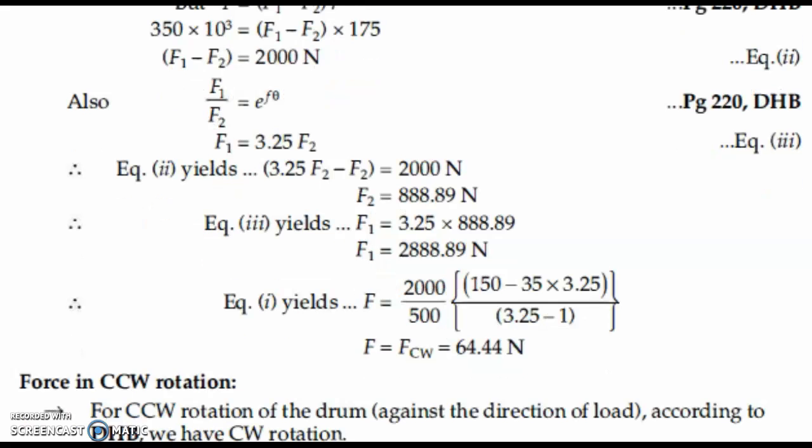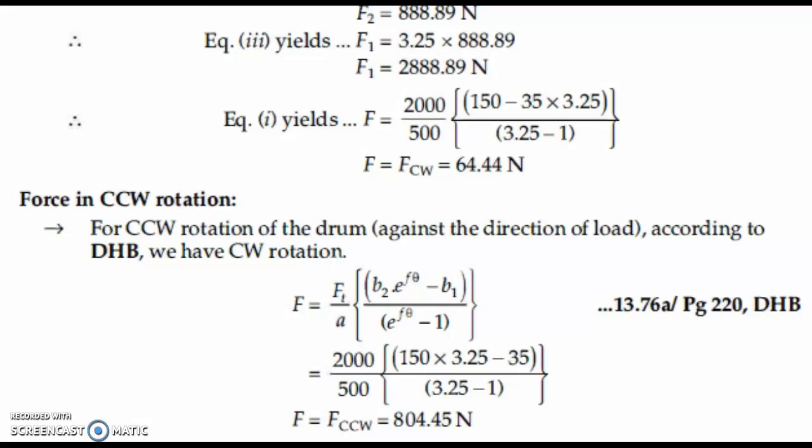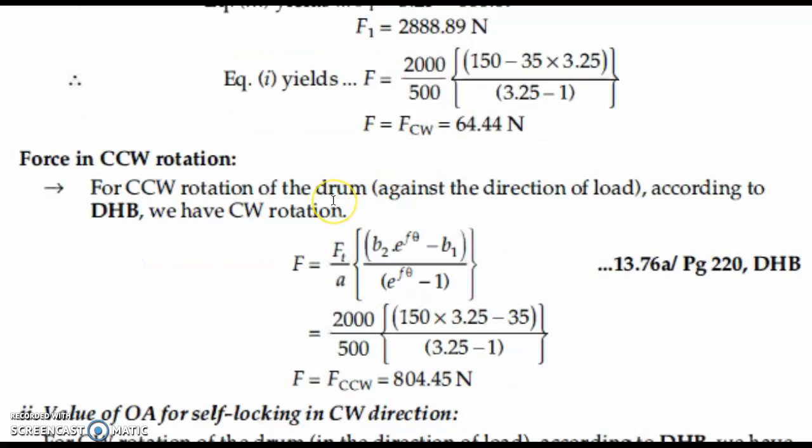Similarly, we can find the value of F for the counterclockwise rotation. How can we find it? Take the data book equation for the other rotation. F is equal to Ft divided by A into B2 into e raised to mu theta minus B1, divided by e raised to mu theta minus 1. It is in the data book, equation number 13.19E, page number 270. All the data we have, then substitute all the values, then the value of F will become 804.45 Newton.